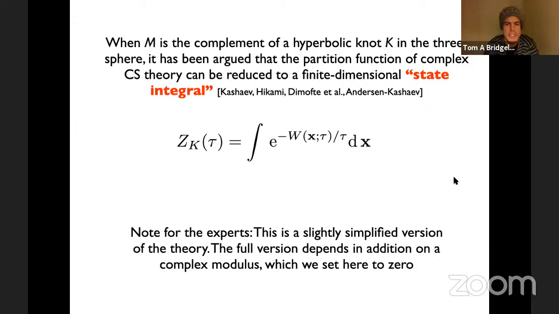Sorry, can you say what the finite-dimensional space is you're integrating over? Well, that depends on the knot you are considering, right. Okay?